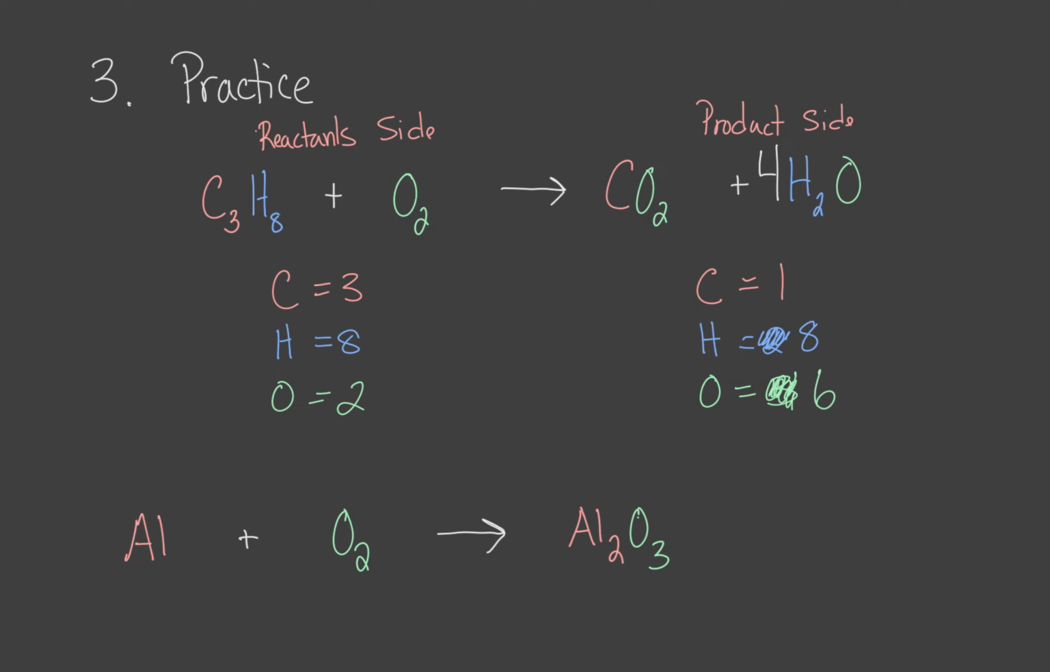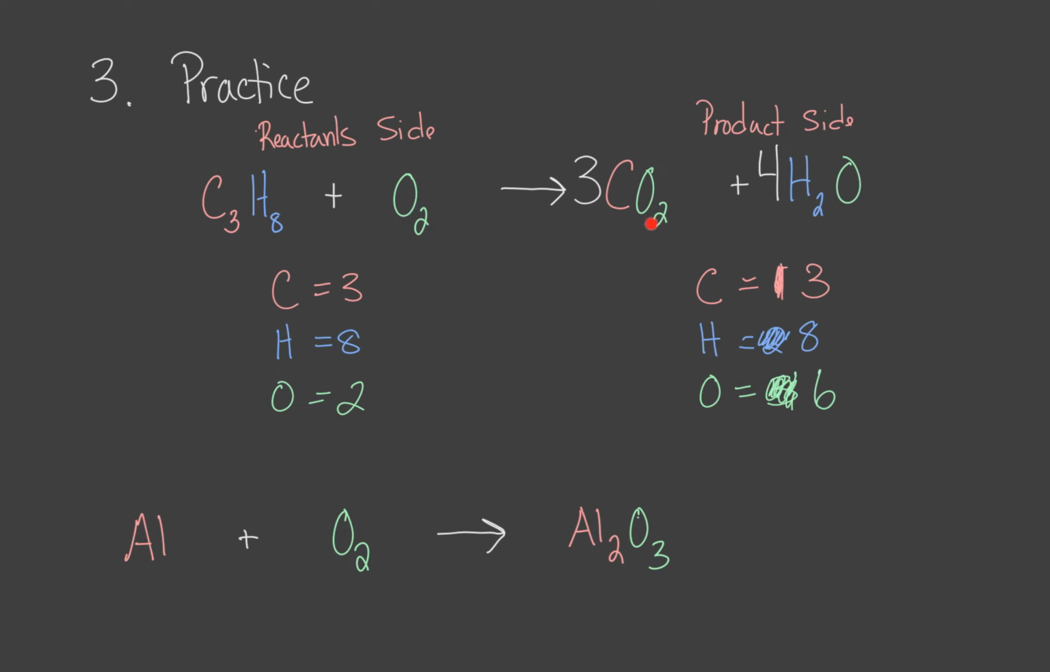So now I'm going to balance carbon. In order to balance carbon, I need a coefficient of 3 here. Because I have 1 carbon, 3 times 1 carbon gives us 3. So because of that new coefficient on the carbon dioxide molecule, I now have 3 carbon over here, but 3 times 2 oxygen is 6.